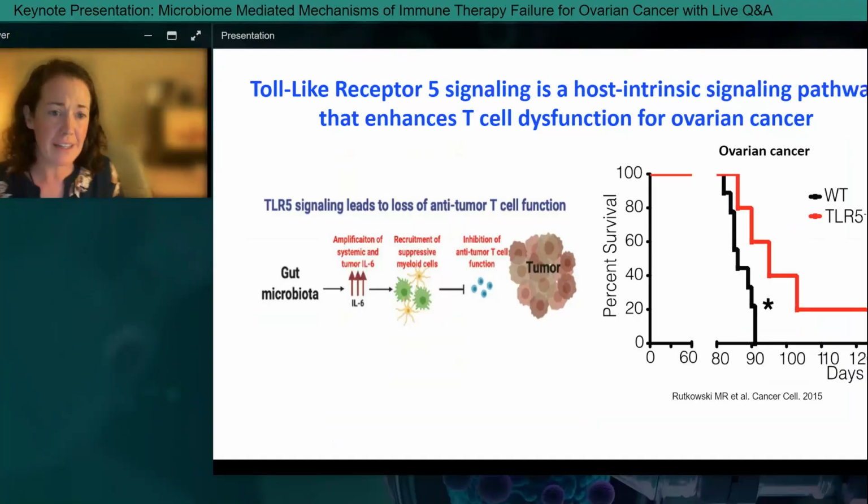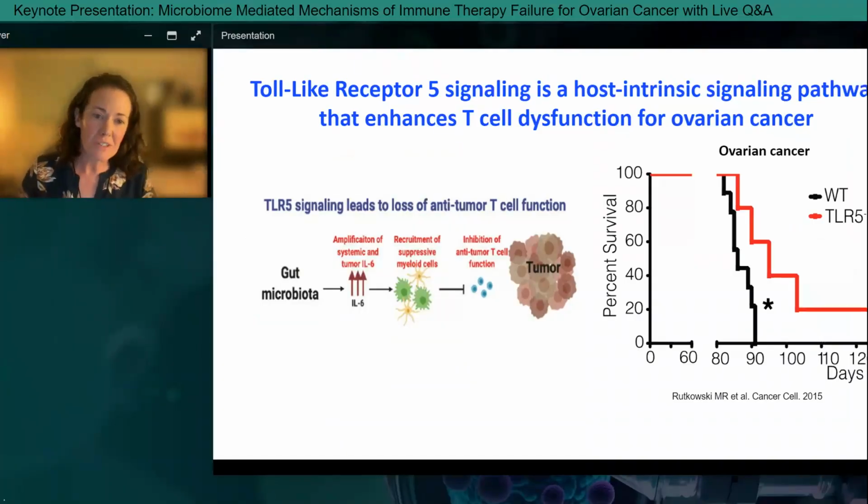And so how is this related to the microbiome? We believe that we've identified a pathway involving toll-like receptor 5 signaling. So this is based upon work that I had done as a postdoc, where we identified that TLR5 mediated recognition of gut microbes that are finding their way into the ovarian tumor microenvironment are actually leading to the increase in very tumor promoting factors. This enables the accumulation of suppressive myeloid cells into the tumor microenvironment and inhibition of anti-tumor T cell function.